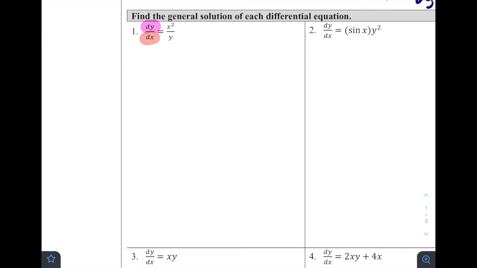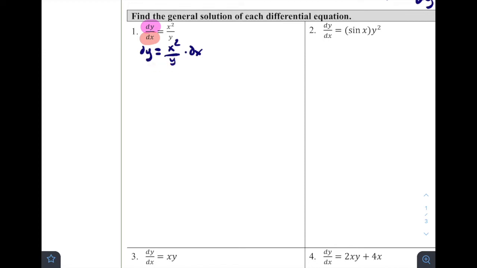What that does here is it's going to give me that dy is equal to x squared over y times dx. Now again, I'm trying to get all my y terms on the left, I'm trying to get all my x terms on the right. So because I've got this divided by y over here, what I'm going to do now is multiply that y on both sides of the equation.